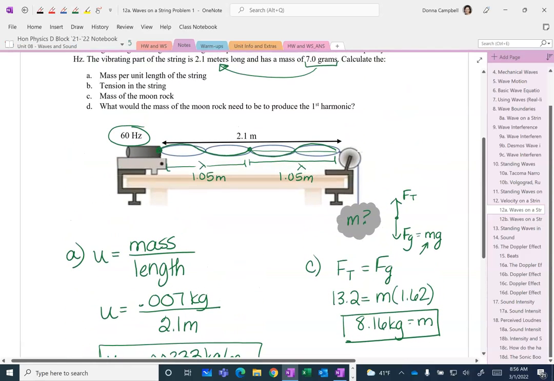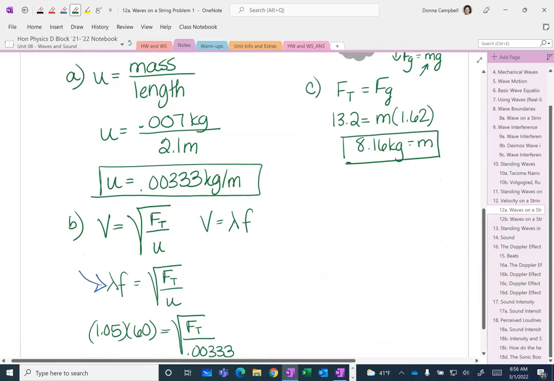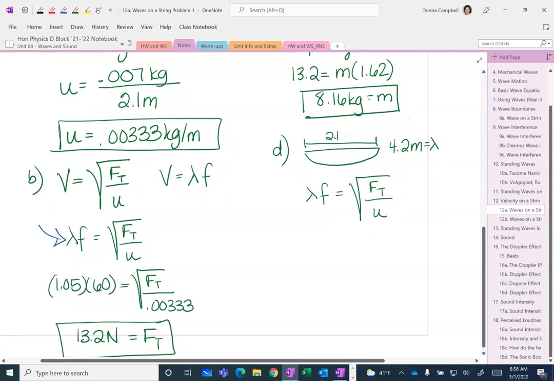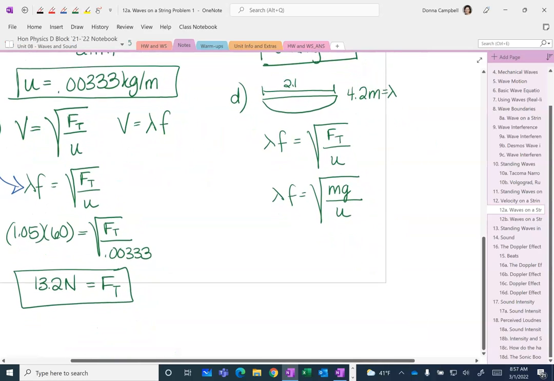And then finally, what would the mass of the moon rock need to be to produce the first harmonic? Well, let's in our mind do some thinking. The first harmonic would look like this. So this length is 2.1. That's half a wavelength. So 4.2 meters would be lambda. We know lambda times frequency is equal to the square root of the force of tension over the linear mass density. We know that the force of tension is equal to mass times gravity.